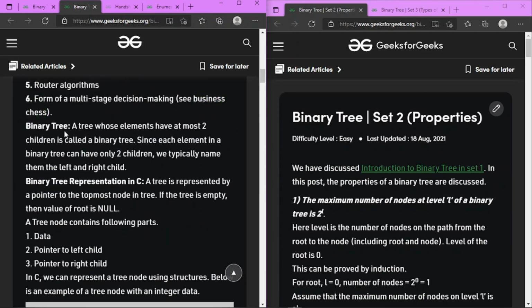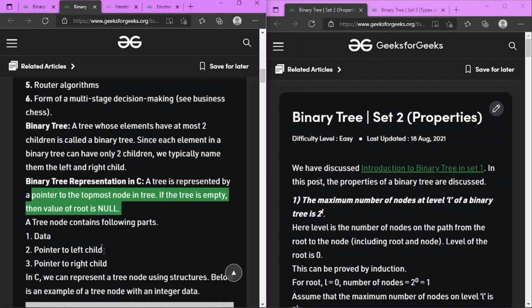Now let's come to the binary tree. A tree whose elements have at most two children is known as a binary tree, and since each element in a binary tree can have only two children, we typically name them left and right child. In C, it is represented by a pointer to the topmost node in the tree, and if the tree is empty, then the root value is null.